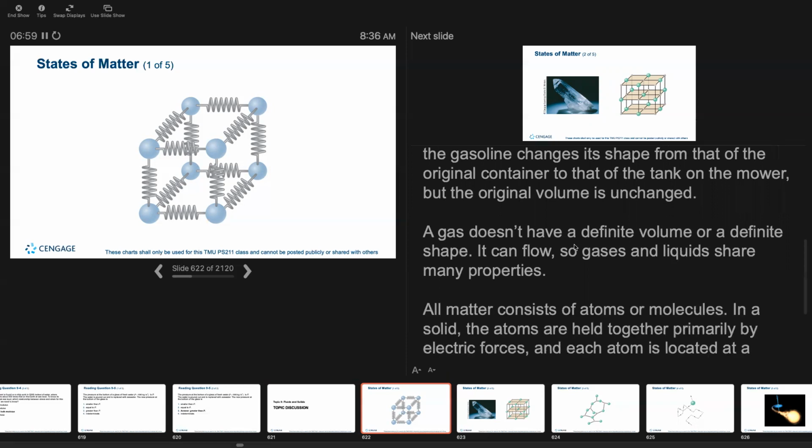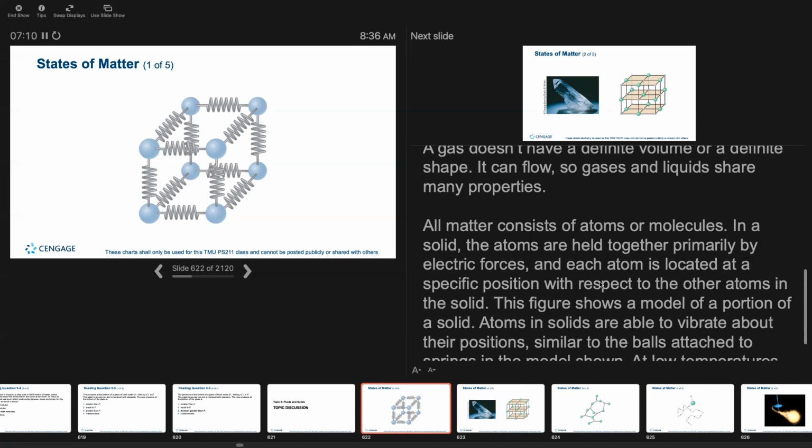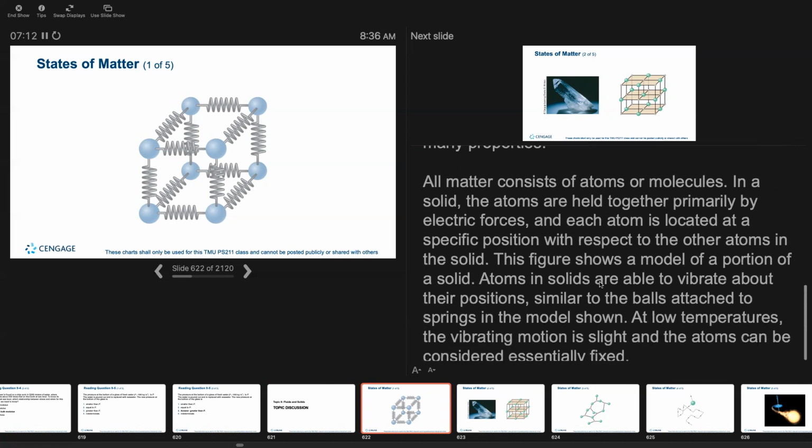Gas doesn't have a definite volume or a definite shape. It can flow, so gases and liquids share many properties. All matter consists of atoms or molecules. In a solid, the atoms are held together primarily by electric forces, and each atom is located at a specific position with respect to the other atoms in the solid.